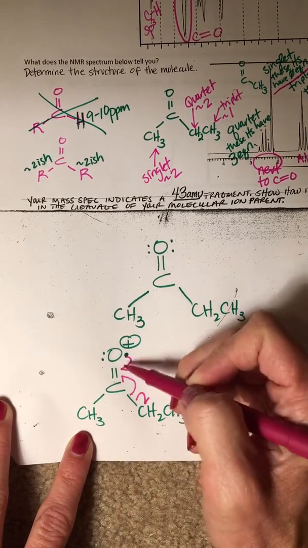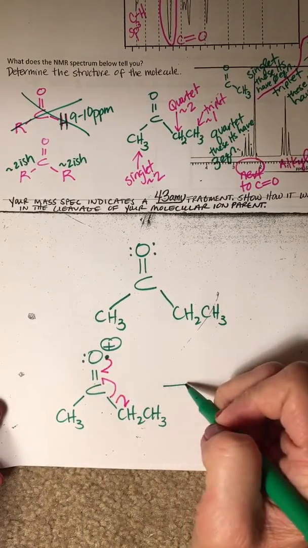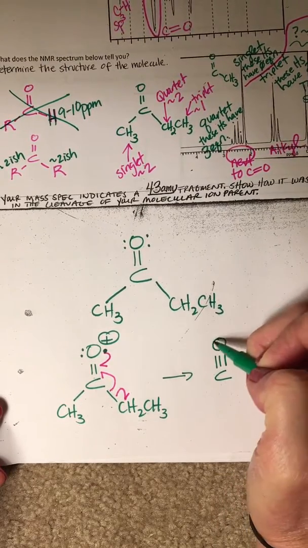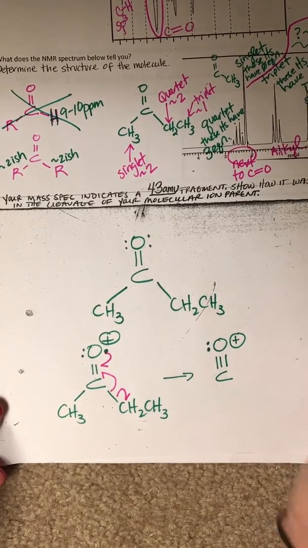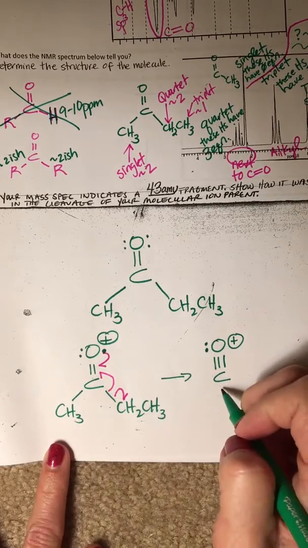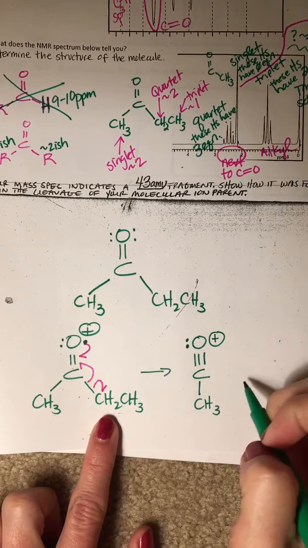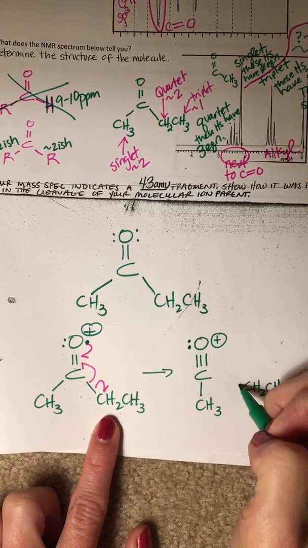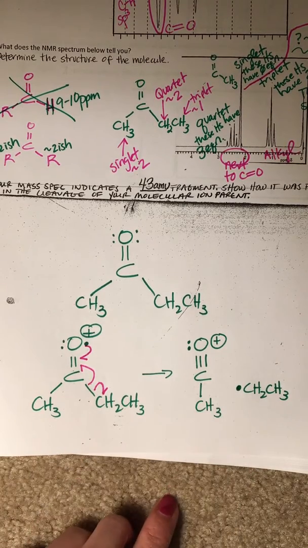So notice we're forming that triple bonded fragment right there. So now we've got a triple bond to our oxygen. Oxygen still has that lone pair. Oxygen still has a positive formal charge. Okay? And then we still have this methyl group attached. And then this group that broke off is now our radical. And remember, radicals, their weights are not recorded in a mass spec, only positively charged fragments.